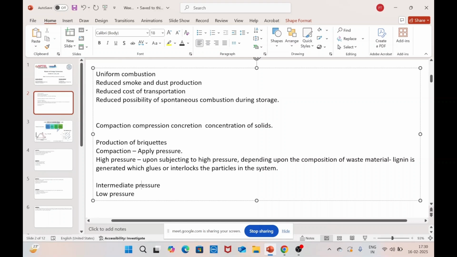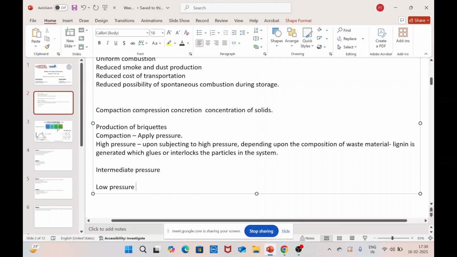So what about intermediate pressure or low pressure? Let's first talk about low pressure. Upon applying high pressure, the lignin gets out and interlocks the particles in the system. But if you apply low pressure, the chances of this lignin getting generated will be very low. So in that case, what are we supposed to do? We can add binder. A binder is some sort of adhesive which binds the particles.